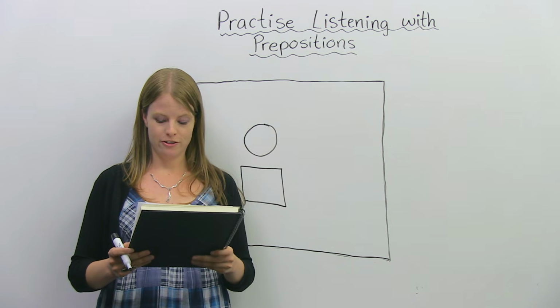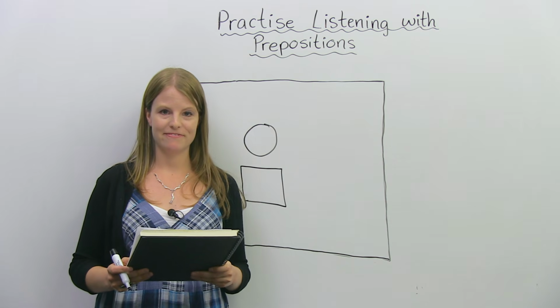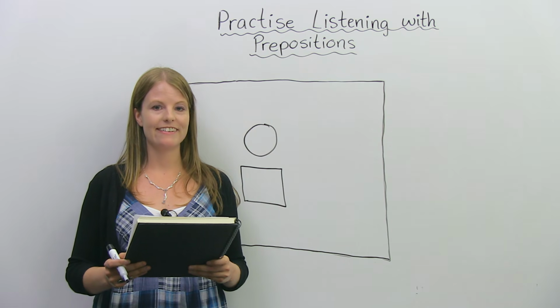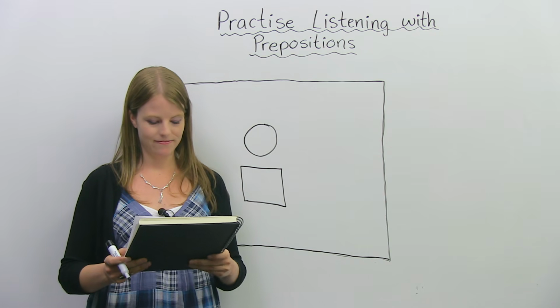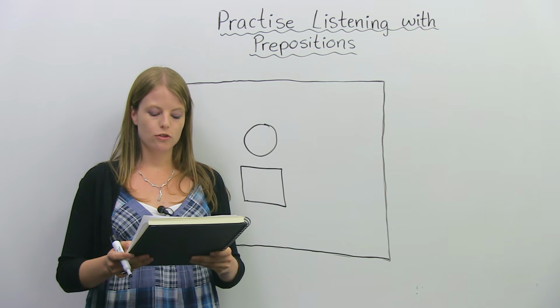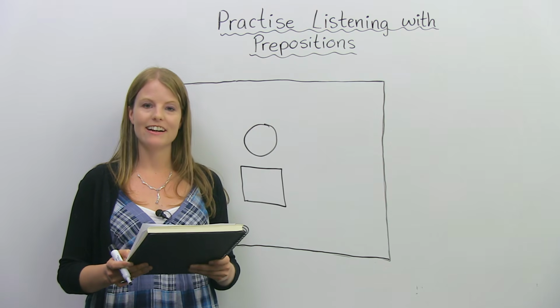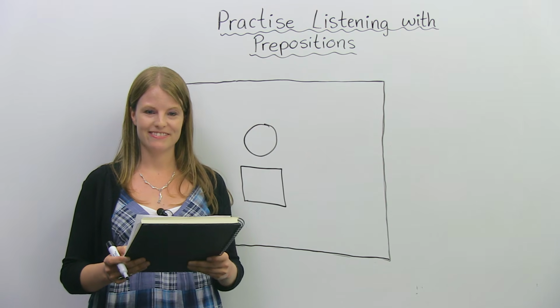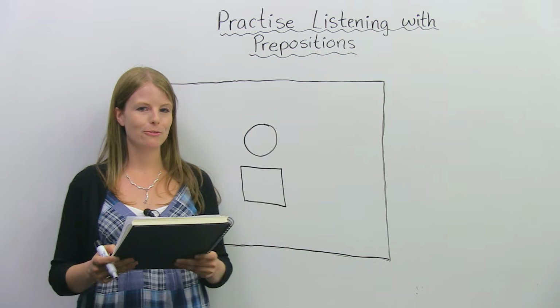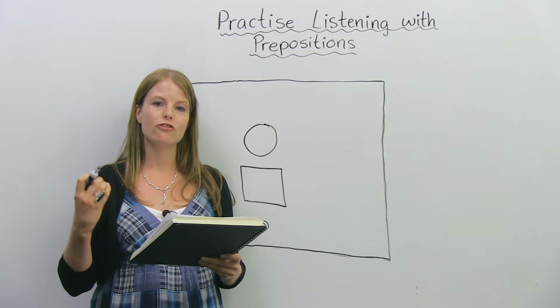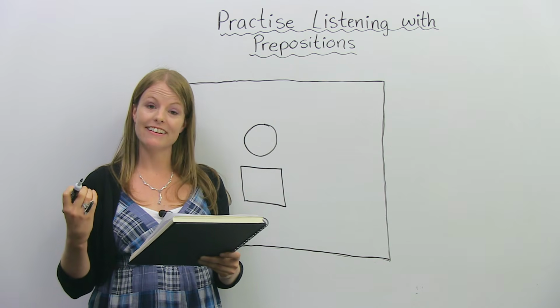Above the circle, there is a triangle. Above the circle, there is a triangle. To the left of the triangle, there is a circle. Okay, so you should be drawing some more. To the left of the triangle, there is a circle.